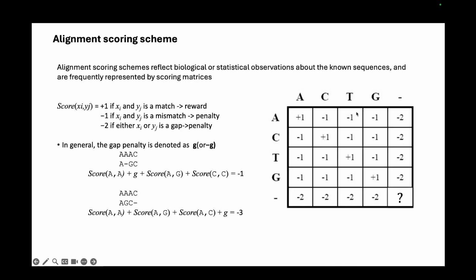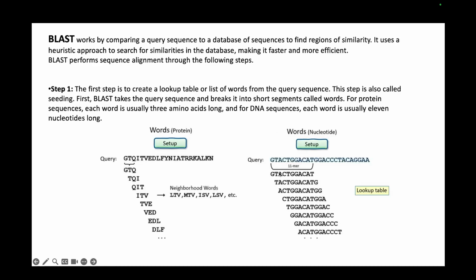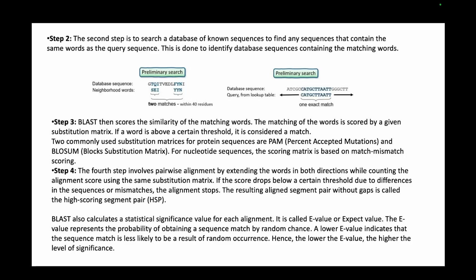This is how a scoring matrix looks. So if there is a match, there's a +1. If there's a mismatch, there's a -1, like that. So this is actually predefined by BLAST, and it uses that particular scoring scheme to find the optimal alignment. And finally, it extends the words in both directions. So if there is a match, it will try to find more matches in that region. So it will extend the words in both directions while counting the alignment score using the substitution matrix.